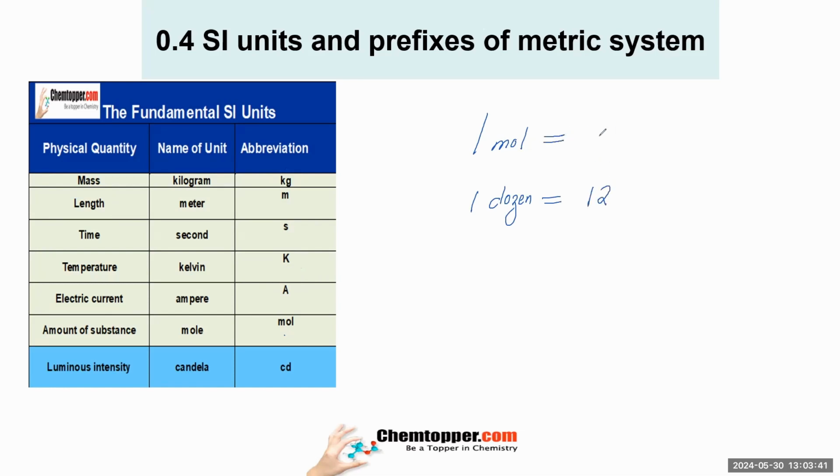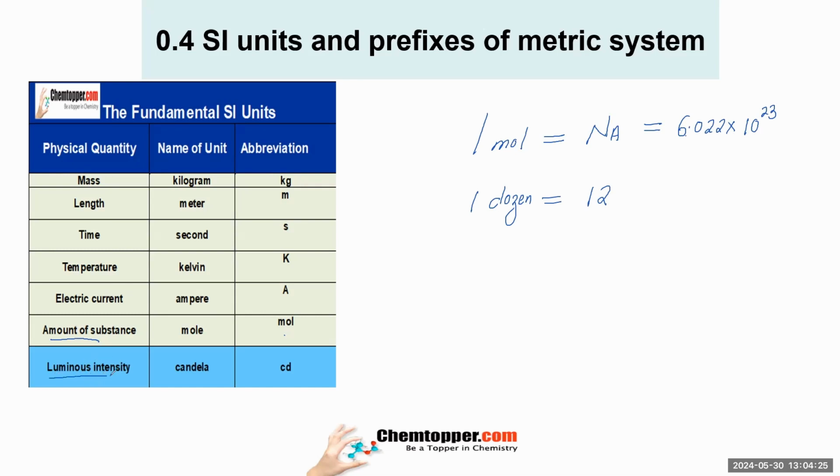Mole is a very special number, Avogadro's number, N_A, which is 6.022 times 10 raised to the power 23. That is a mole. This is a very big number, and it is the SI unit of amount of substance. Substances are represented in chemistry in moles.